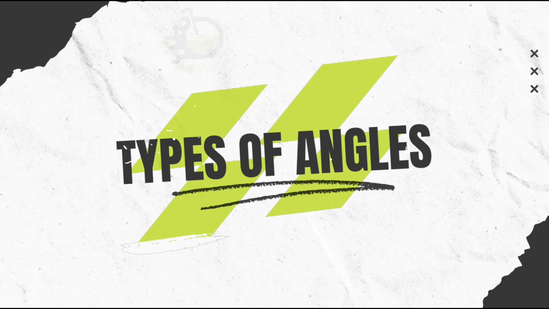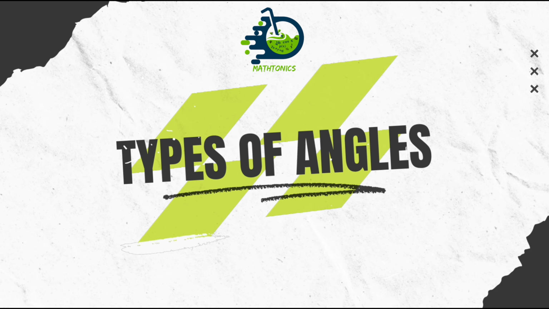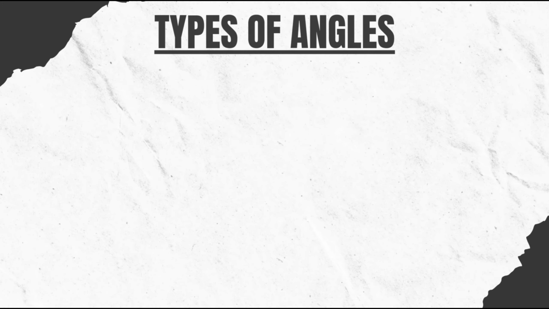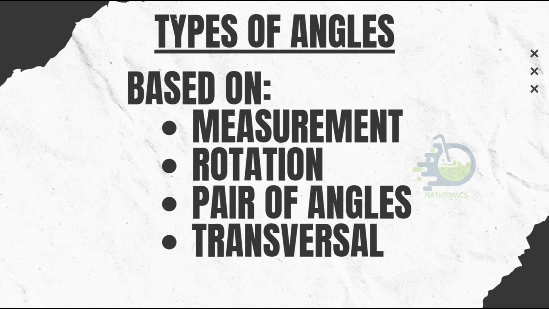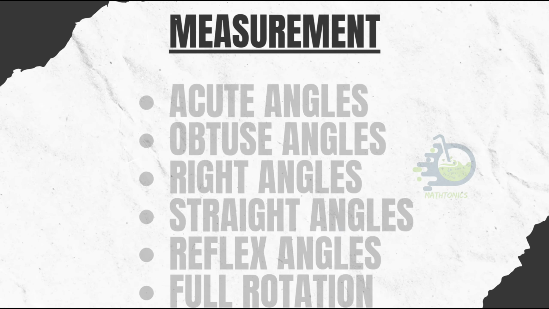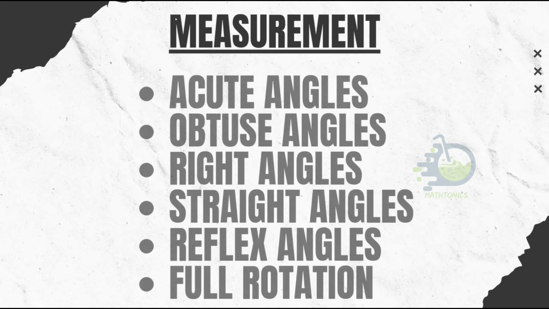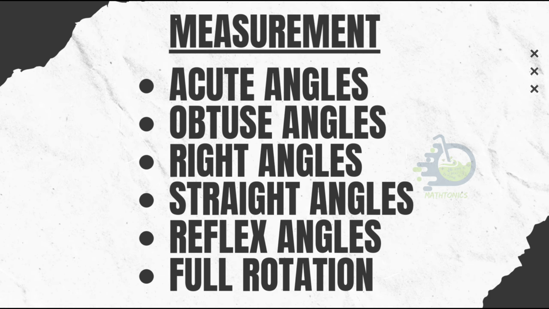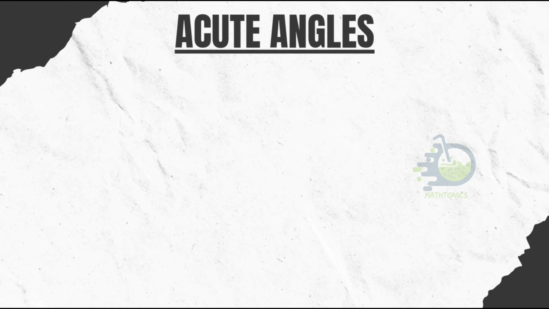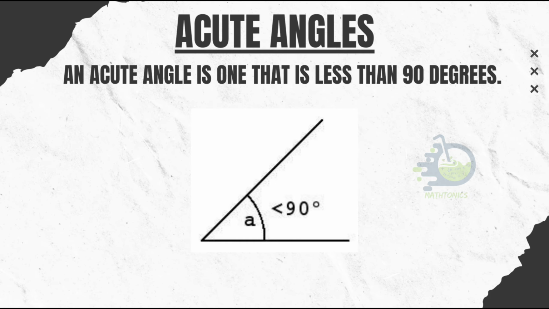Types of angles. In this video we will study the different types of angles we use in mathematics. Based on measurement, rotation, pair of angles, and transversal. Based on measurement, there are 6 types, namely, acute angles, obtuse angles, right angles, straight angles, reflex angles, and full rotation. Acute angles. An acute angle is one that is less than 90 degrees.